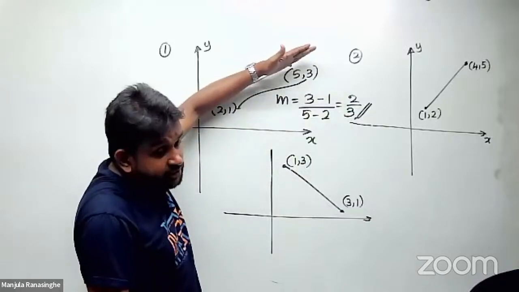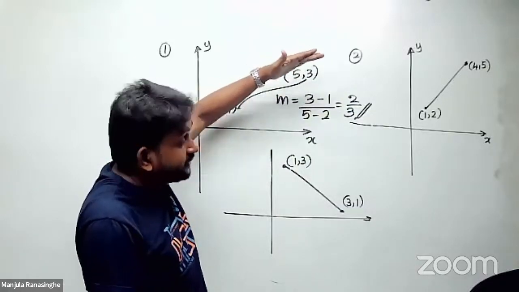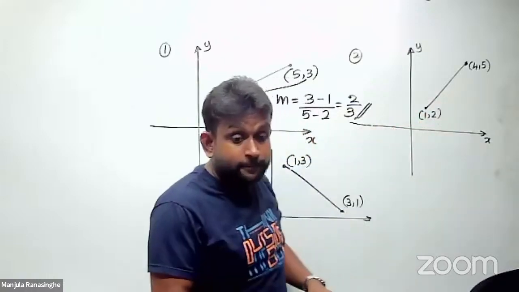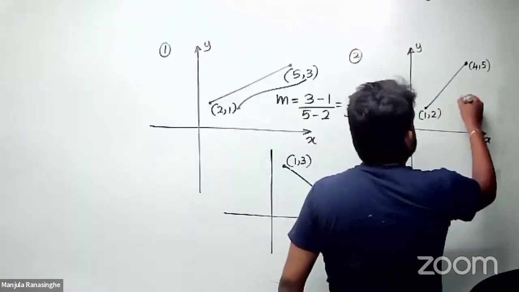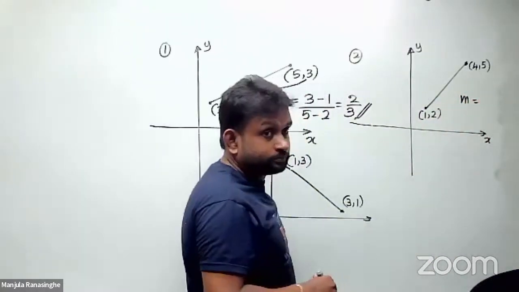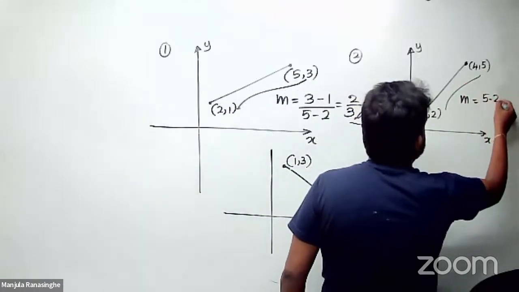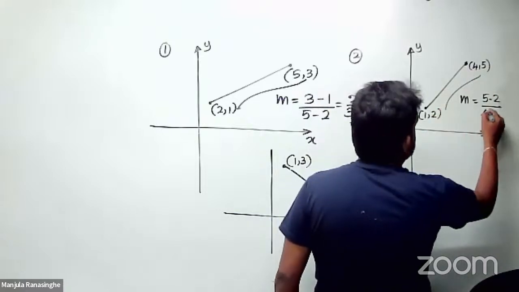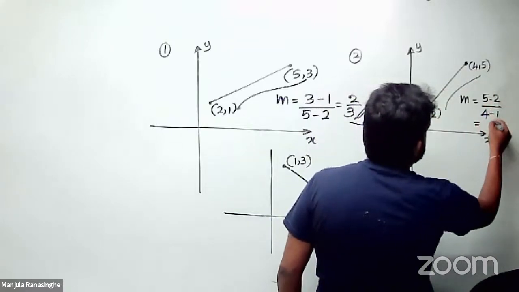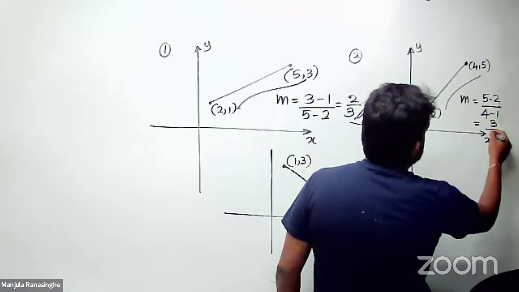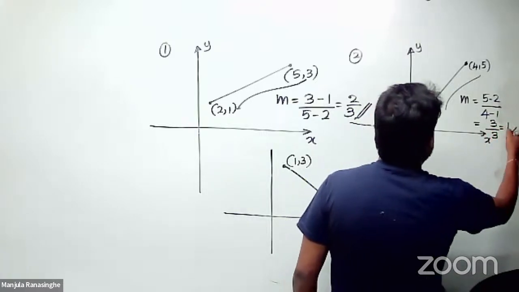Yes, that inclination in this direction is an acute angle. Now you check here, right? M equals y difference over x difference. How? 5 subtract 2 divided by 4 subtract 1. Then 5 subtract 2 means 3, 4 subtract 1, 3. 3 upon 3 means 1.